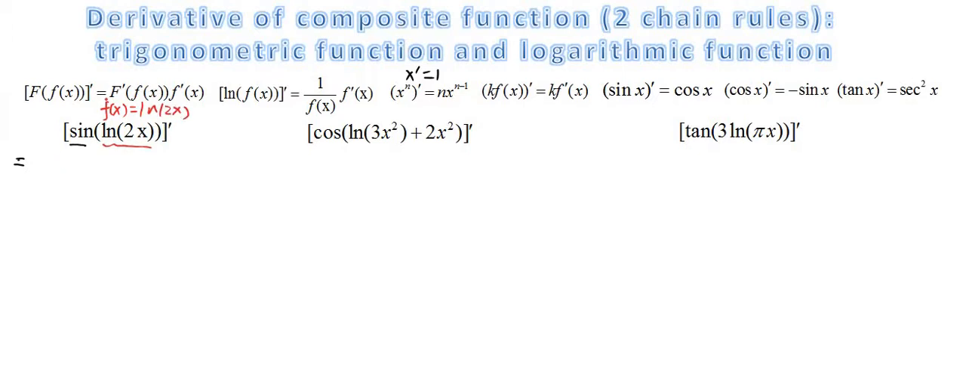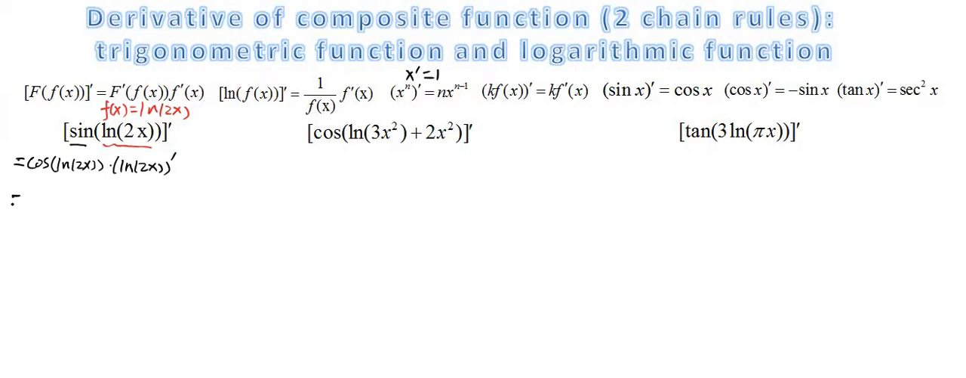Okay, now we're gonna apply this formula. The derivative of capital F, the derivative of sine, is gonna be cosine. Cosine of f(x), which is ln 2x, times the derivative of little f(x). Here it is ln 2x, so it's ln 2x prime.